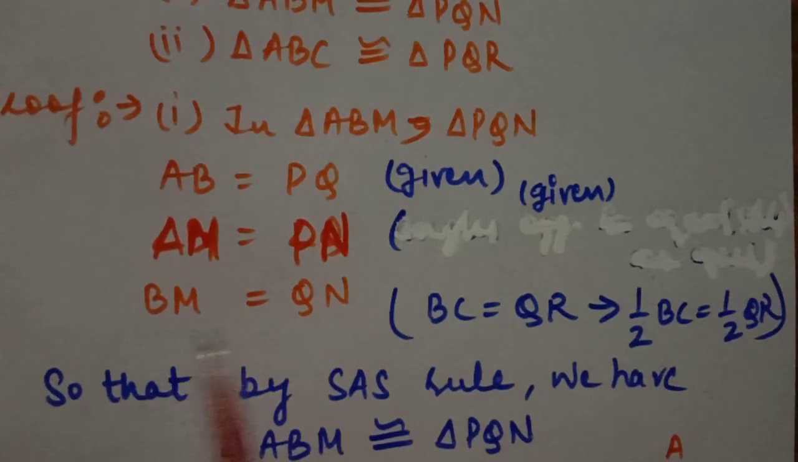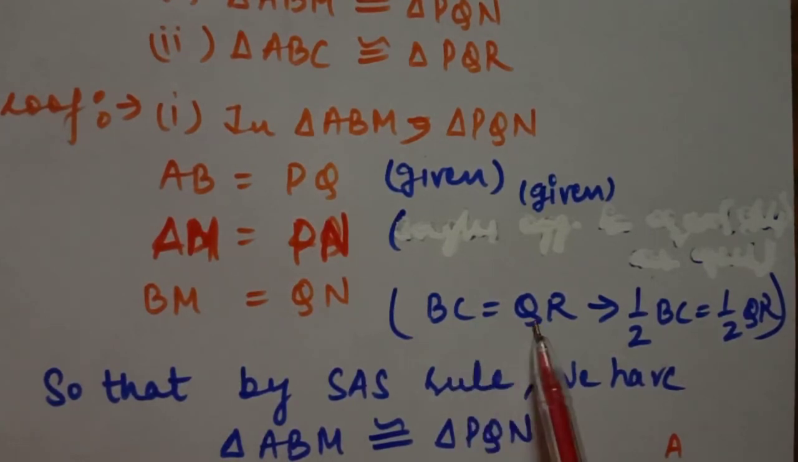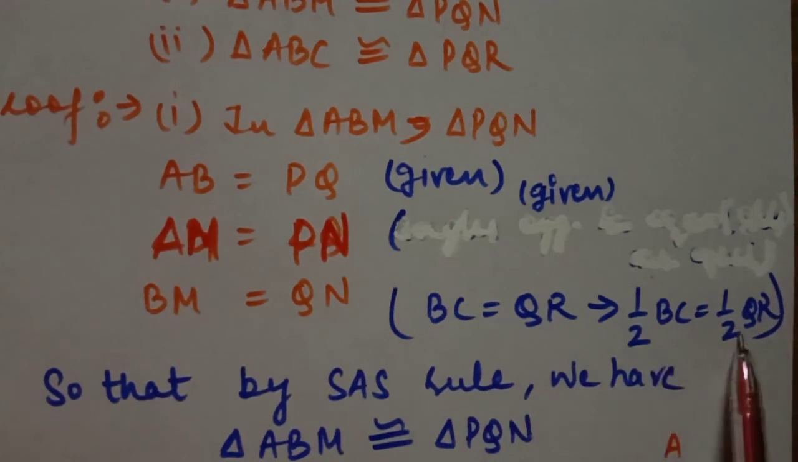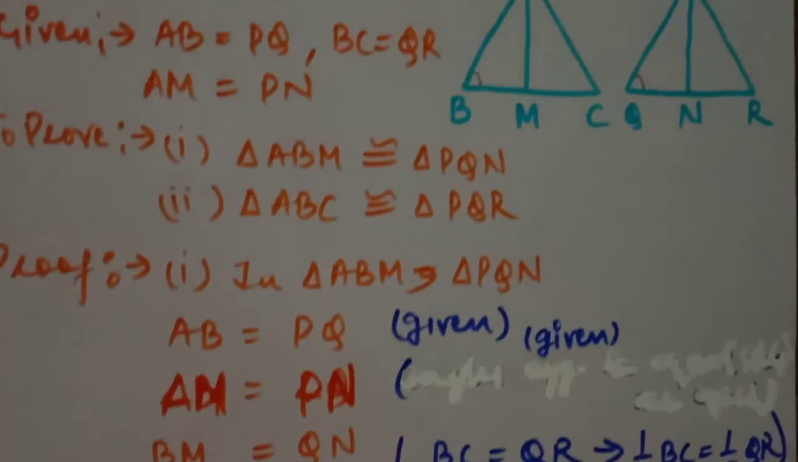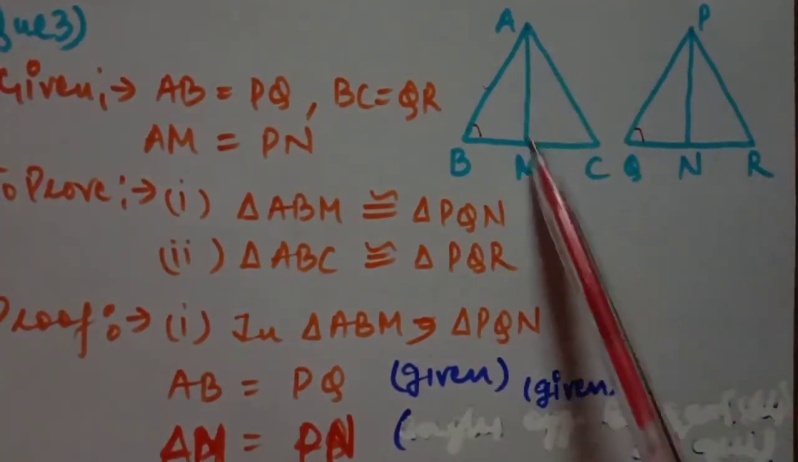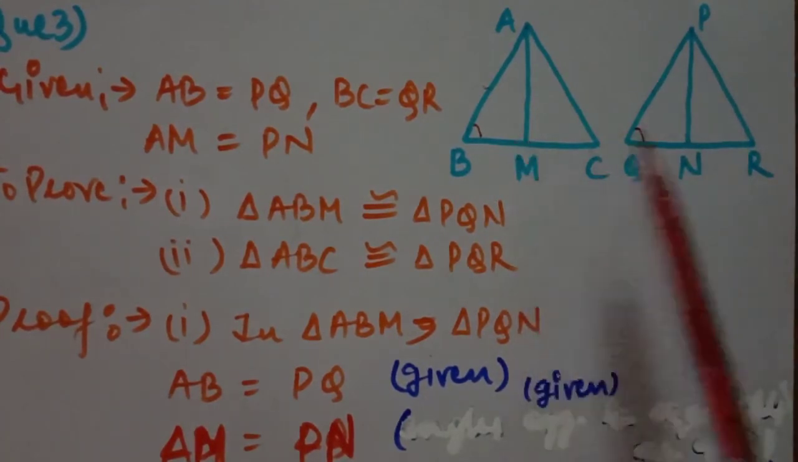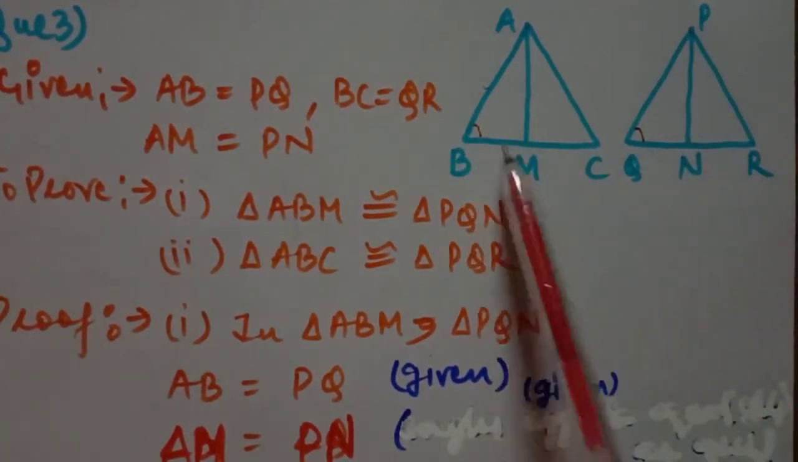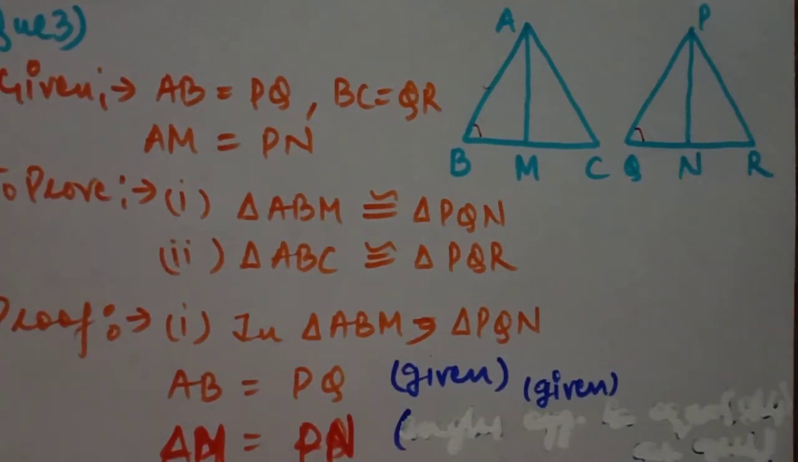Now some of the students are thinking that it is not given. We have BC is equal to QR, it is given. And AM and PN are the medians of the triangles, which are present on BC and QR. Median means which is present on the midpoint of the side. So half of BC and half of QR are also equal to each other, which is BM and QN. If you are not understanding, then see in your diagram, if BC and QR are equal, this is the median. It means midpoint of this side and midpoint of this side. So the half of this side and half of this side is also equal to each other.